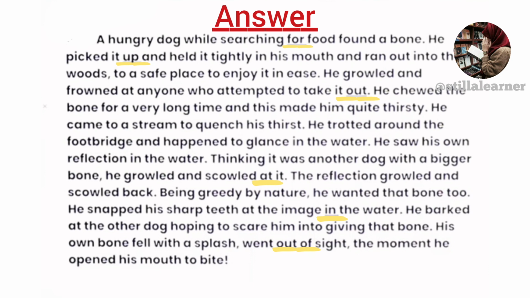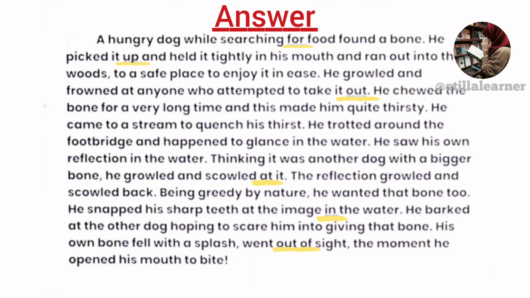Thinking it was another dog with a bigger bone, he growled and scolded at it. The reflection growled and scolded back. Being greedy by nature, he wanted that bone too. He snapped its sharp teeth at the image in the water. He barked at the other dog, hoping to scare him into giving that bone. His own bone fell with a splash, went out of sight the moment he opened his mouth to bite. Okay, this is the passage.